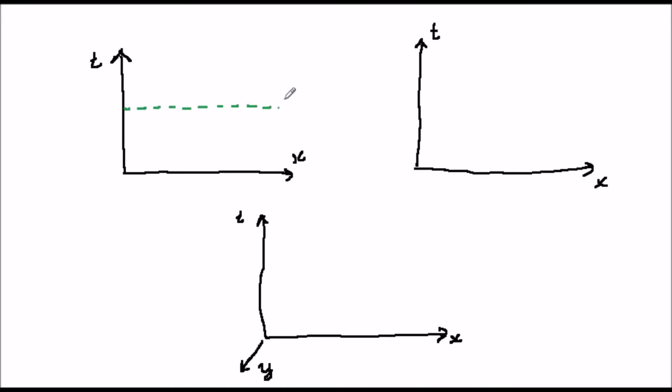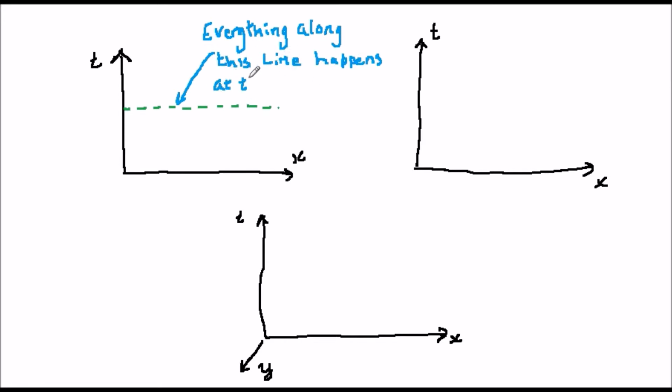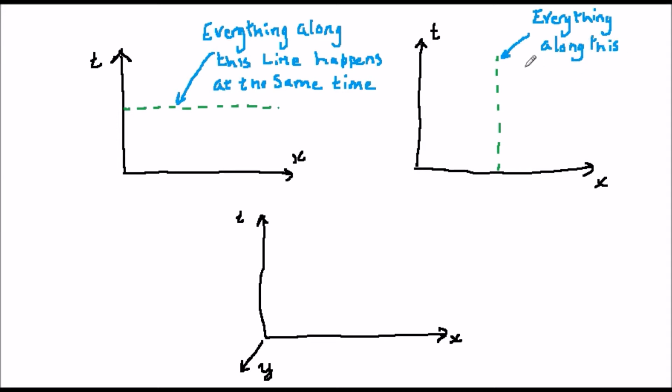Lines of constant time, that is where things happen at the same time, on this diagram are horizontal. Such a line is called a simultaneity line. The x-axis is one such line at t equals 0. Similarly, a vertical line is the world line of a single point in space.